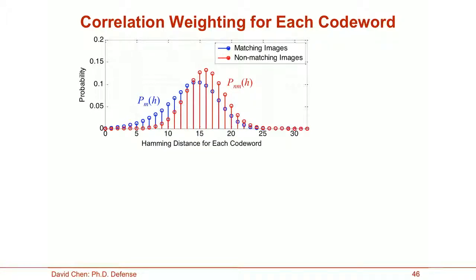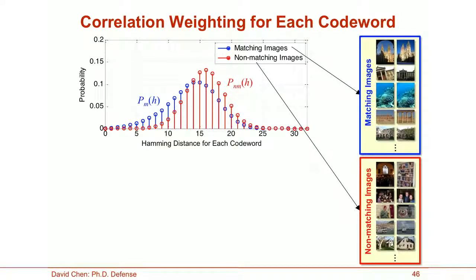The weights for the correlation values can take advantage of the differences in the Hamming distance for matching and non-matching images. Here I'm plotting the probability of observing a Hamming distance h at a single codeword for matching images in the blue distribution and for non-matching images in the red distribution. These statistics can be obtained from the same training images that we used earlier for LDA. As you can see, there's a difference between the two distributions. In particular, the smaller Hamming distances are more likely to be observed for matching image pairs.